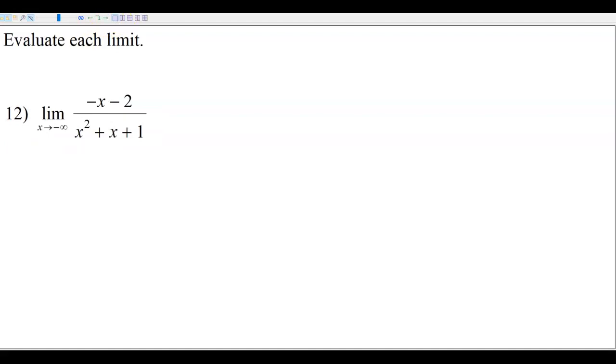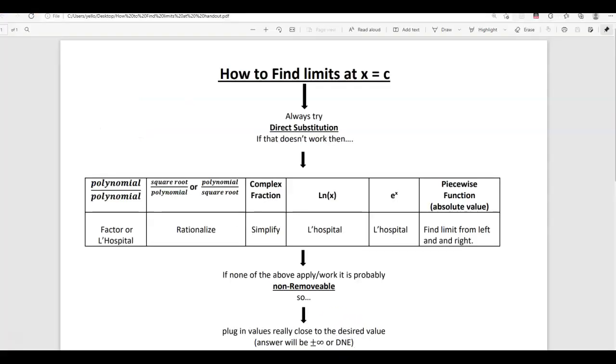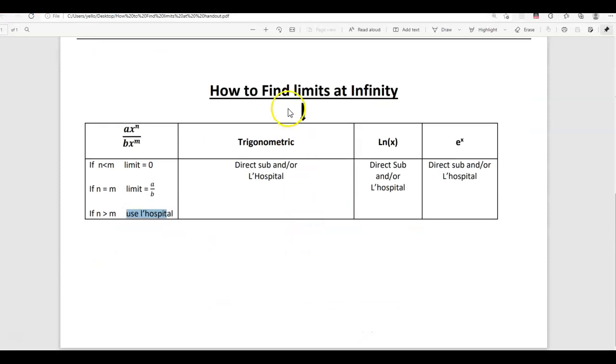All right, now we're a little bit of a game changer here. We are finding a limit at infinity. And for that, you're going to use the different sheet that I provided you, the second half of that sheet, where it has finding limits at infinity. Now, the one I'm looking at is of this sort.